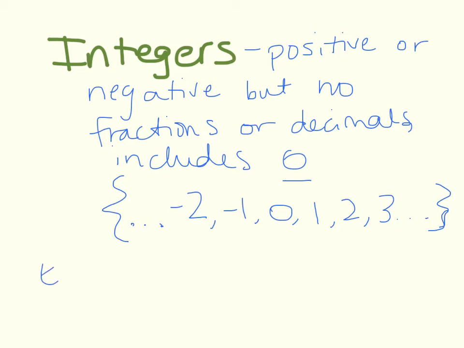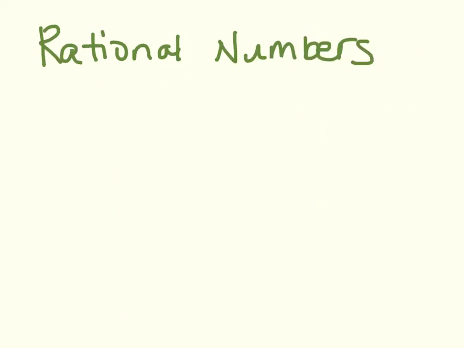Examples of integers would be things like -2, -15, 19, 0. Things that are not integers are things that have fractions and decimals with them, whether they are positive or negative. And our last set of numbers are rational numbers.